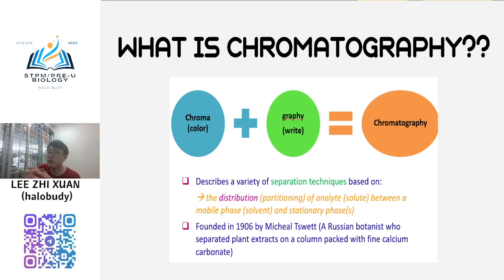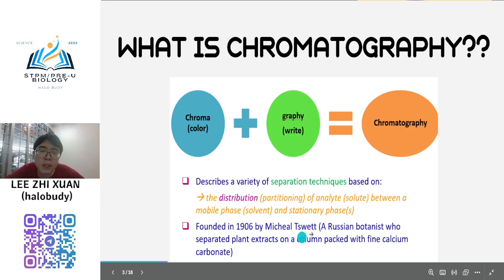If you don't know the sample, we call it an unknown, and you run the chromatography, then you will know whether this solution contains organic A, organic B, or organic C. So this is the basic principle of chromatography.